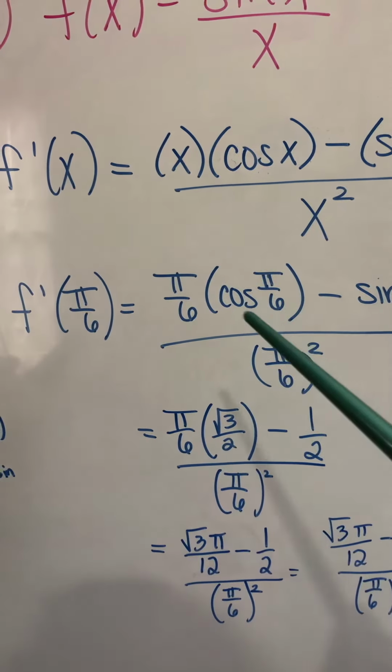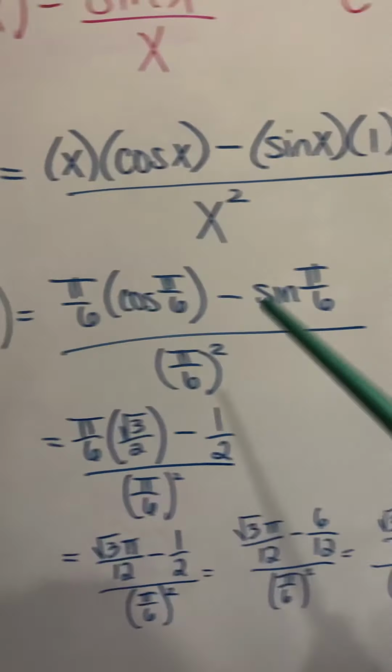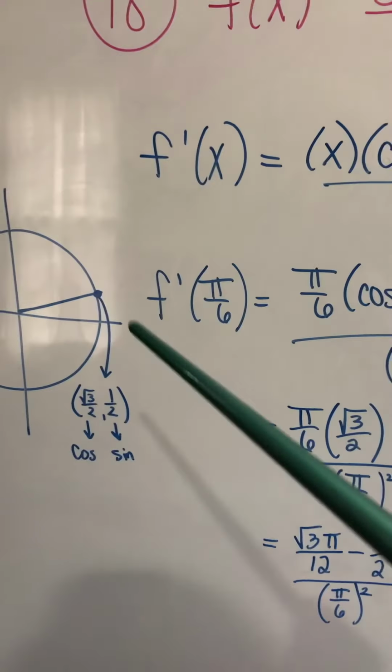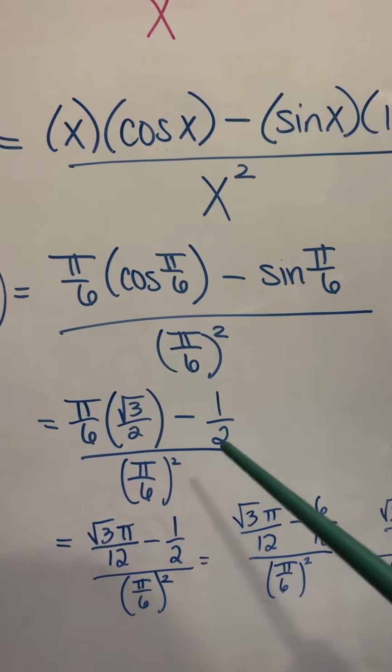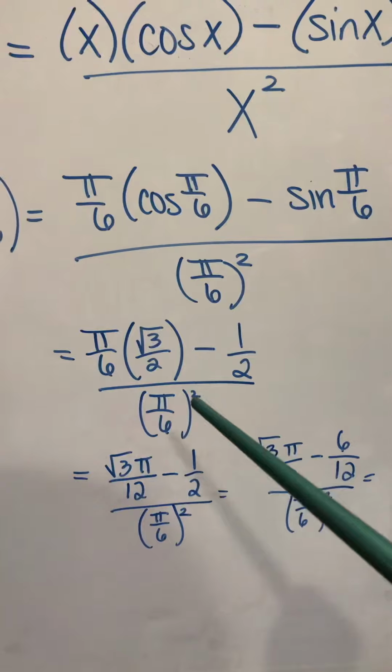So you're going to replace this with this number. Minus sine of pi over 6 is 1/2, so it's becoming minus 1/2, all over pi over 6 squared.